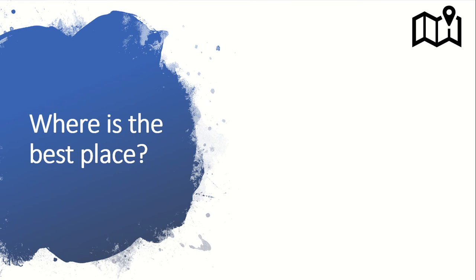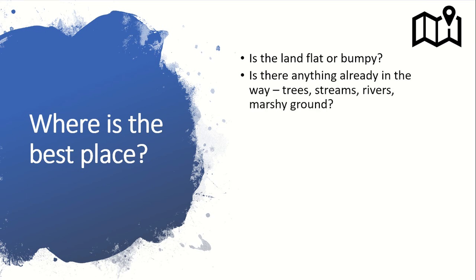Let's get stuck into our first big question, which is where is the best place? You want to think about, is the land flat or is it bumpy or steep? Is there anything already in the way? Like, for example, is there a forest in the way that we're going to have to chop down? Is there a stream that we're going to have to divert? Is the ground already boggy and marshy?